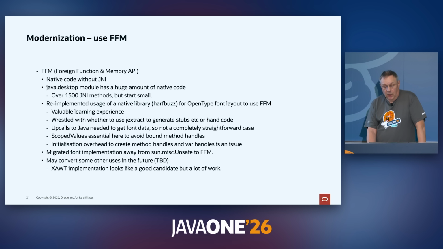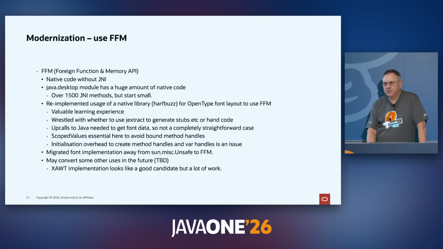What else have we been doing? Panama, Foreign Function and Memory API. Native code without JNI, well, yes, we have a lot of native code. There are over 1,500 JNI methods, but there's no way we could say, let's re-implement everything like that. So I know Sergey looked at some of the color management stuff as one possibility, and I looked at the one native library we use, and actually that has been re-implemented to use FFM, the way we access that native library. But it was a very valuable learning experience.